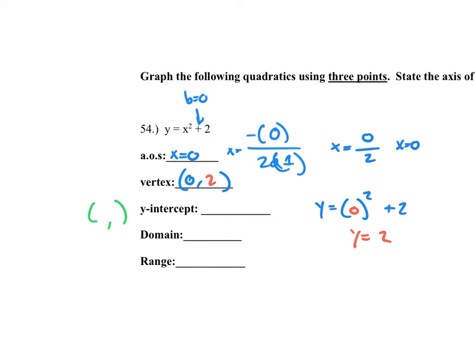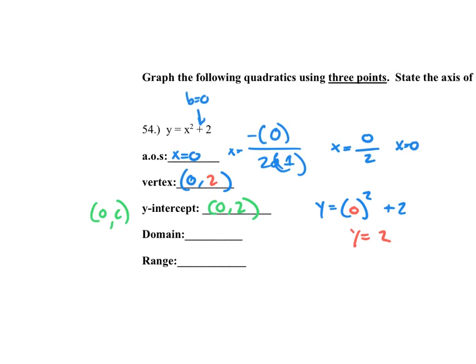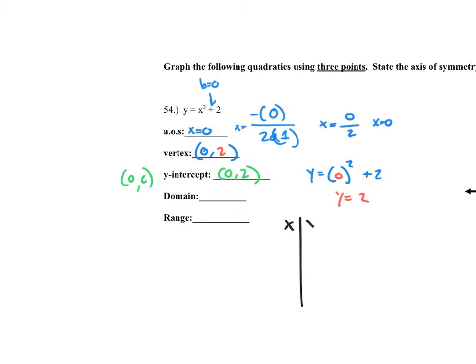Now, y-intercept, which is 0, comma c, is also 0, comma 2. And that can happen sometimes where the vertex is the y-intercept. That'll happen anytime that your b value is 0. So what that means to find other points is that we'll need to make a table.